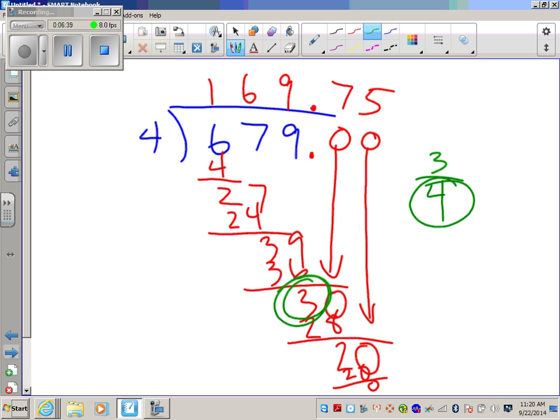3/4. 4 of these give you $1. 4 what? 4 quarters give you $1. How much do 3/4 give you? 75 cents. So again, the remainder means something, but it actually really makes sense when you put it into decimal form. Okay, you see that?